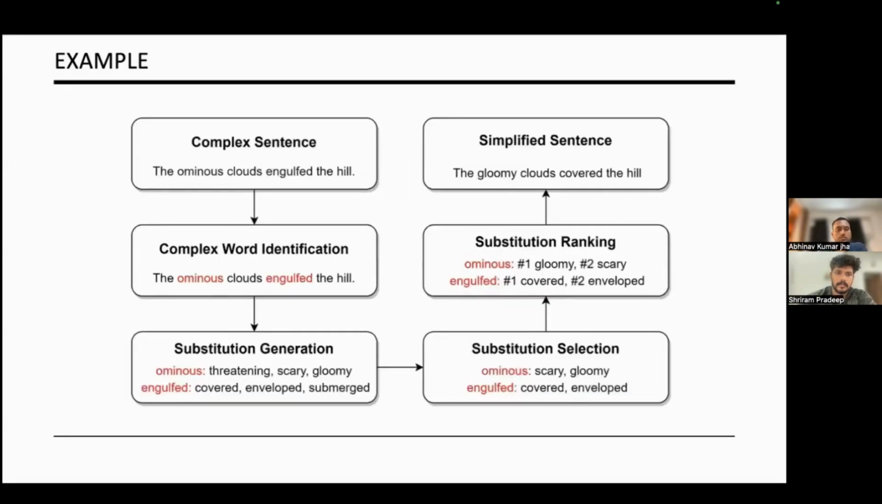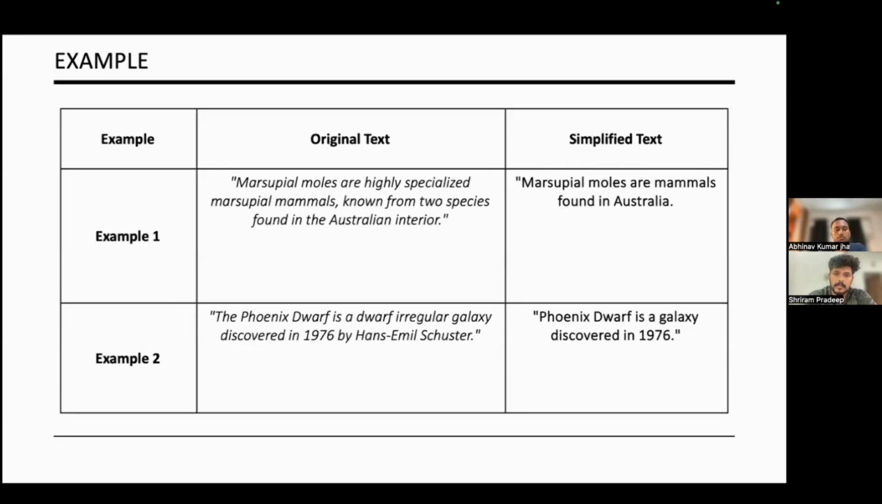So we're going through an example. Let's say there is a complex sentence and it goes through multiple stages to result in a final simplified sentence. First of all, the important keywords or the difficult complex words are identified, and the substitute words which can be used are identified, and then they are ranked, and then they are replaced so as to result in a simplified sentence. Similarly, for these two examples, we observe that the simplified text doesn't lose any significant information while also maintaining the coherent structure in the complete text.